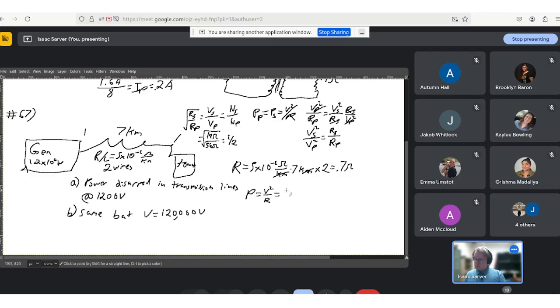Alright, well, interesting. This is not going the way I would expect it to. 0.7 ohms. This here, 1200 squared divided by 0.7. Oh. Wait, what?